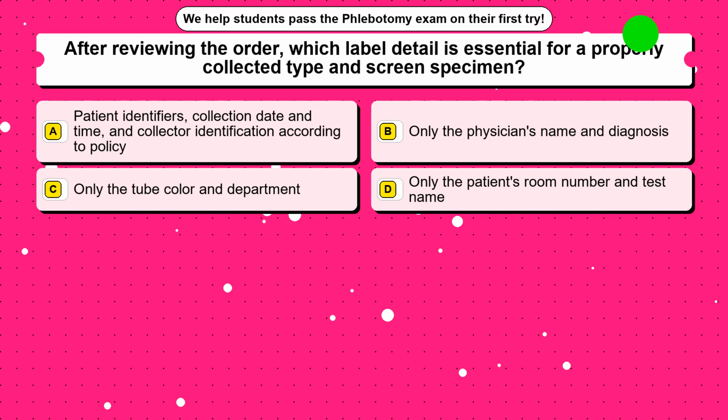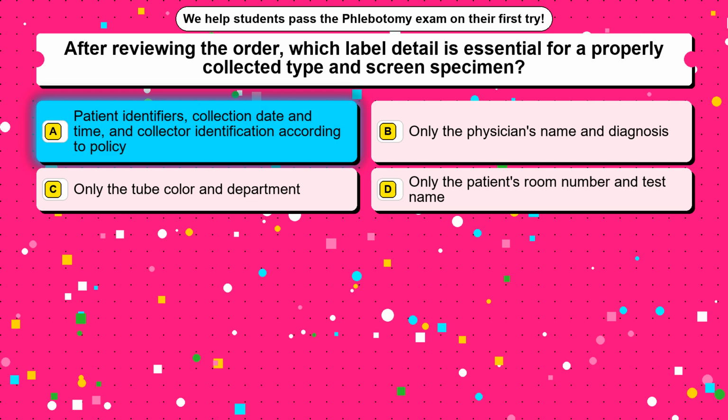Question 1. After reviewing the order, which label detail is essential for a properly collected and screened specimen? Option A. Patient identifiers, collection date and time, and collector identification according to policy. Option B. Only the physician's name and diagnosis. Option C. Only the tube color and department. Option D. Only the patient's room number and test name.